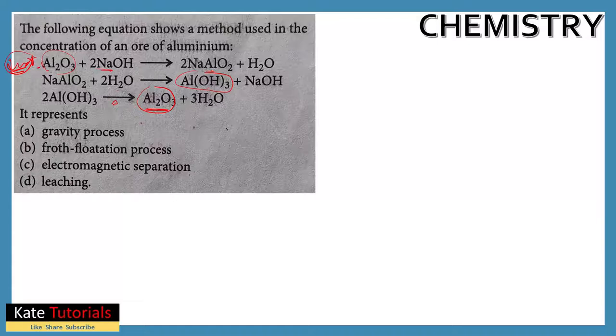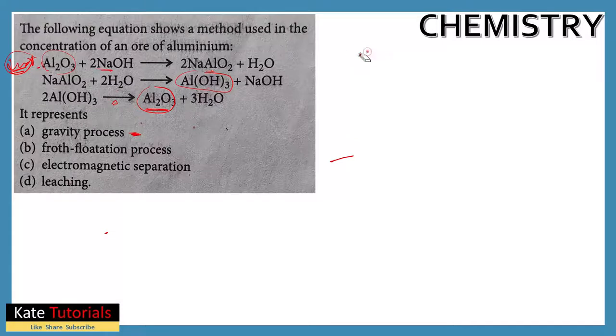So if you have studied this chapter, general principles and processes of extraction of elements, that is metallurgy, you can easily take this answer, right? But before giving the direct answer, let me explain some things here. So see, first let us talk about this gravity process. What is this gravity process? Gravity process, all these four processes are there, right? All these four processes we call them as what?